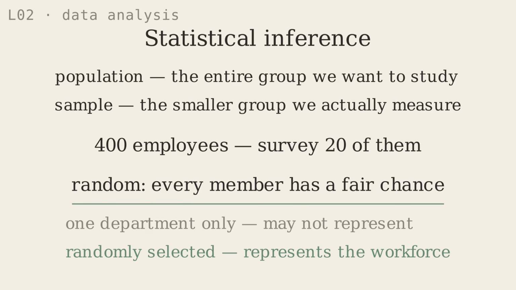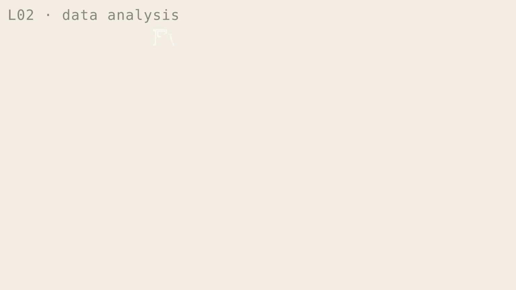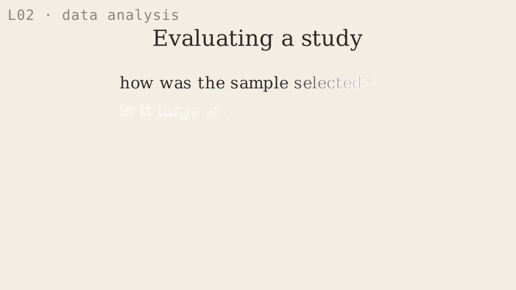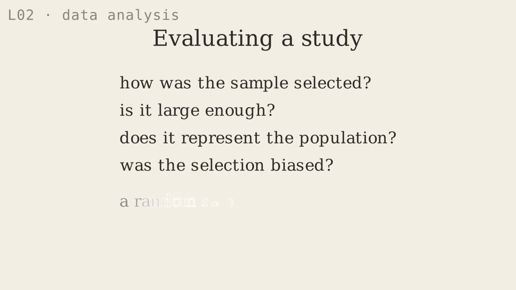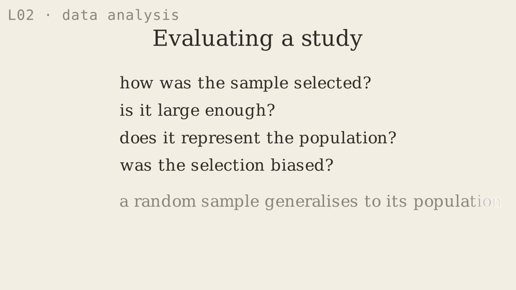When evaluating a study, ask these questions. How was the sample selected? Is the sample large enough? Does the sample represent the population? Was there any bias in the selection process? The SAT may ask which population a study can reasonably describe. The answer depends on how the sample was chosen. A random sample allows researchers to generalize results to the larger population from which the sample was selected.